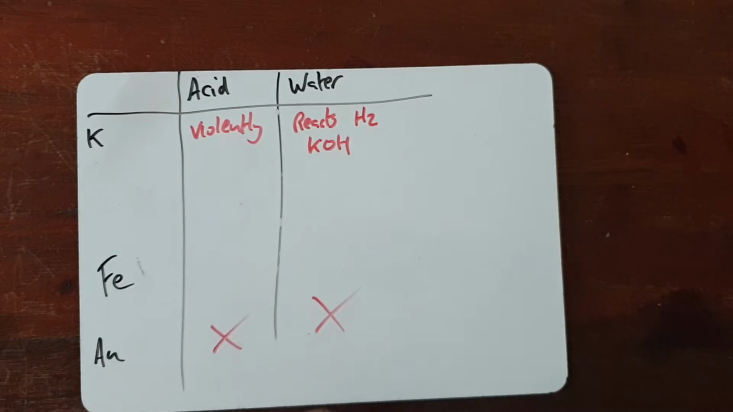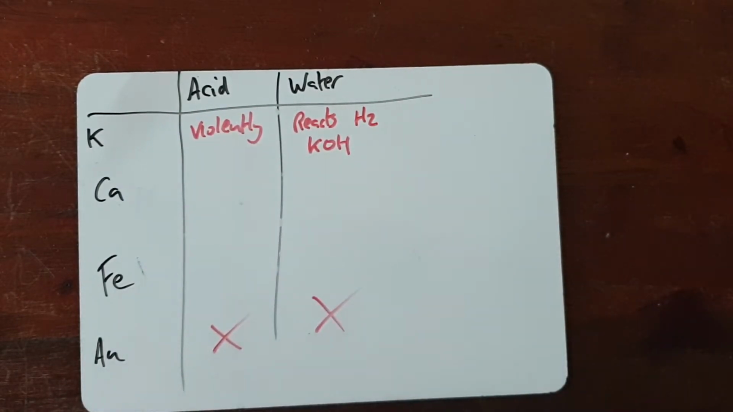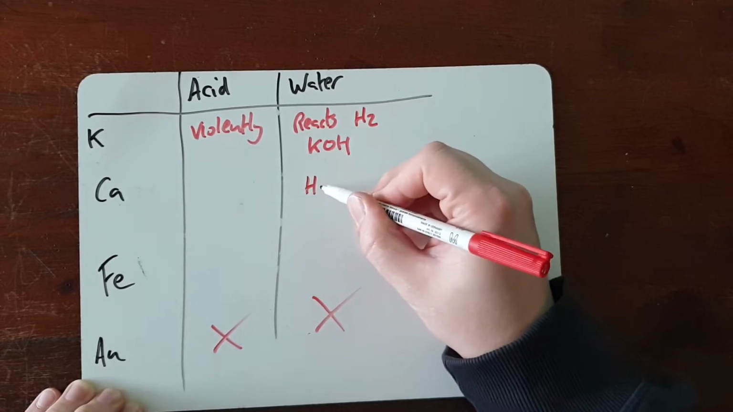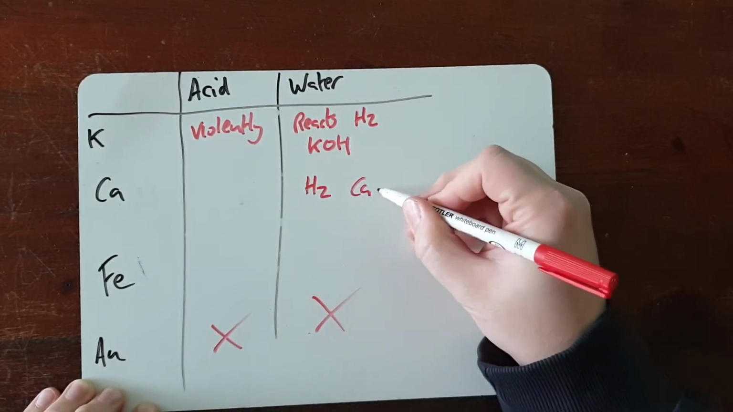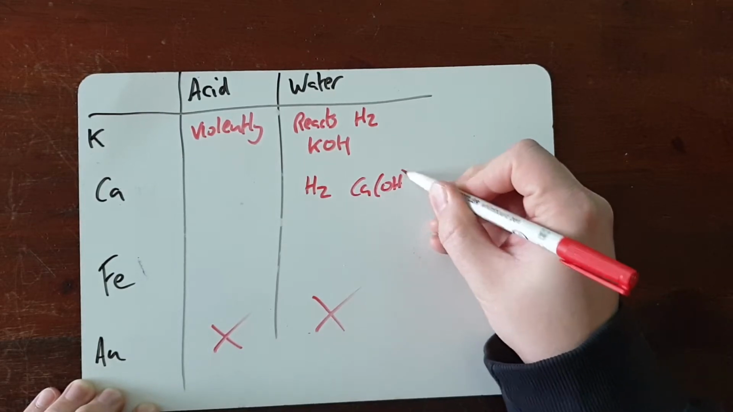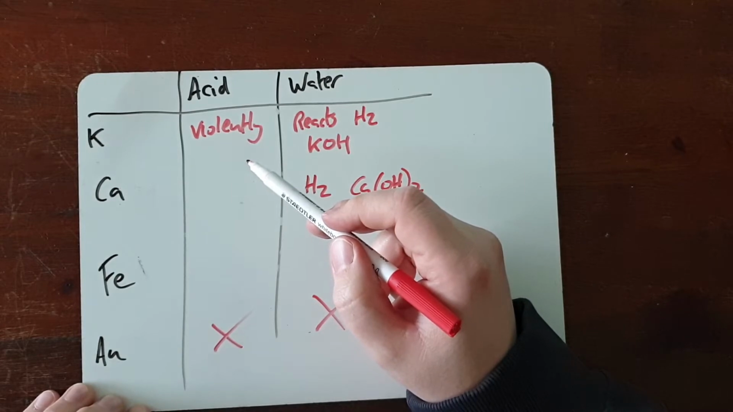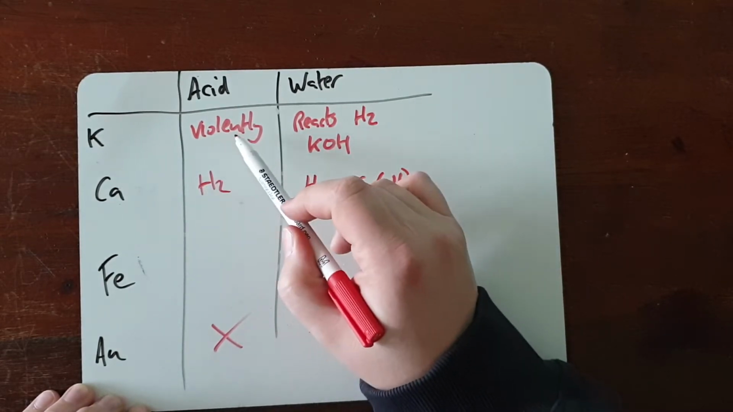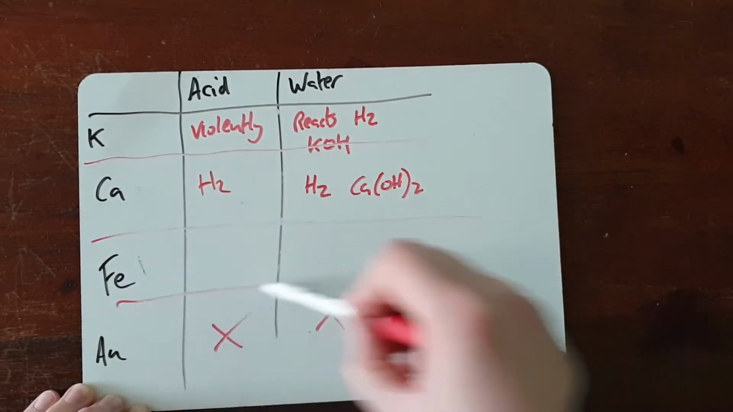And then if I pick calcium as the last one, so Ca for calcium. Calcium does react with water to form H2, hydrogen gas, and it also reacts to form calcium hydroxide. So that's similar to that one, but with the acid, it does react to make hydrogen. It's just not a violent reaction, so it's less than those.